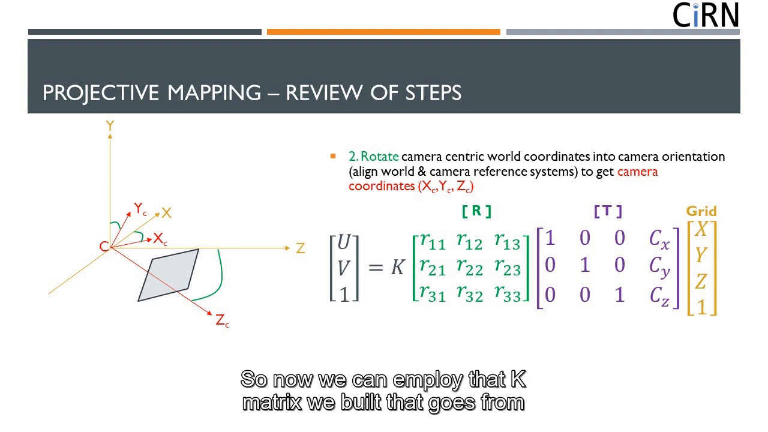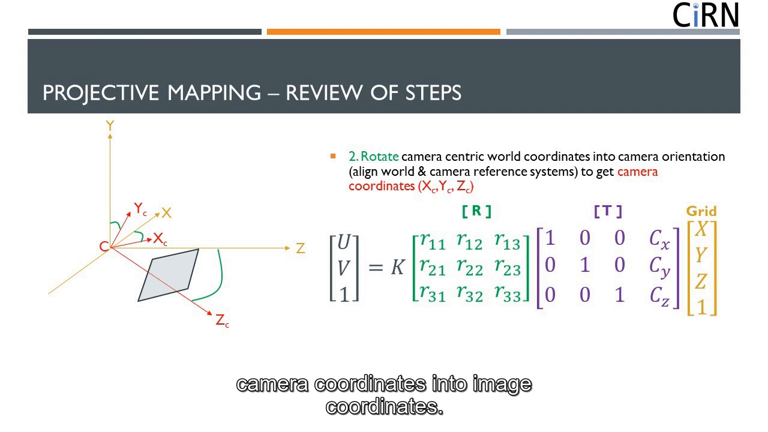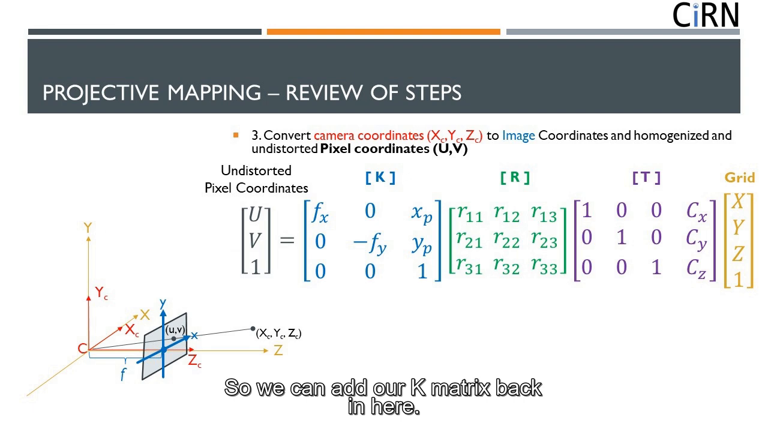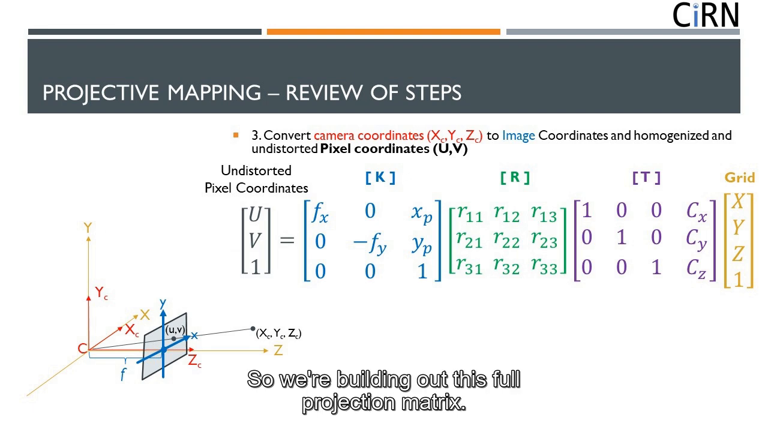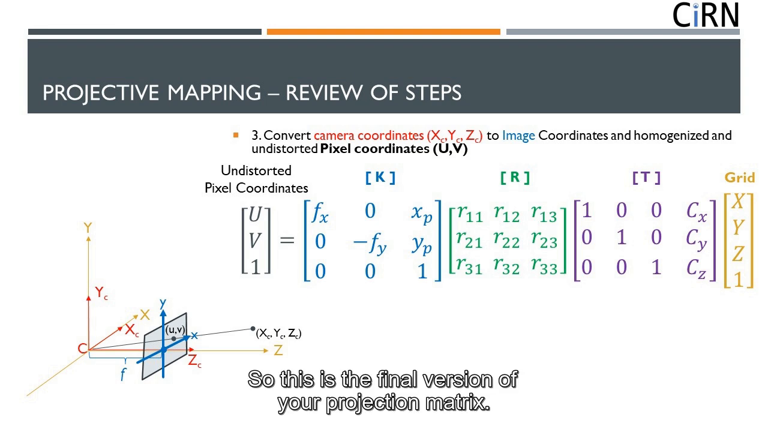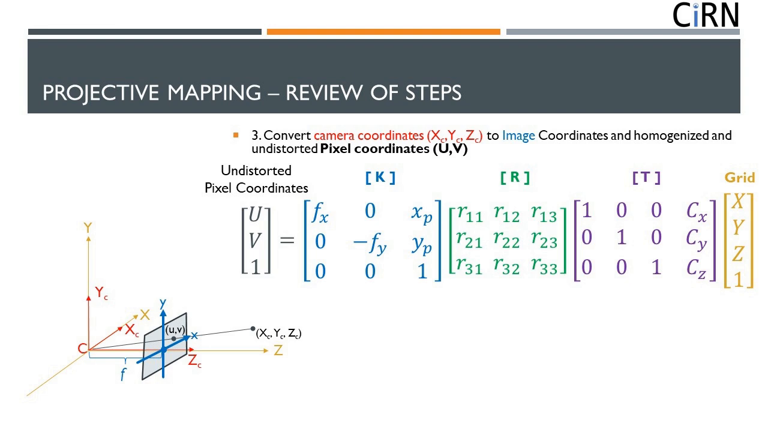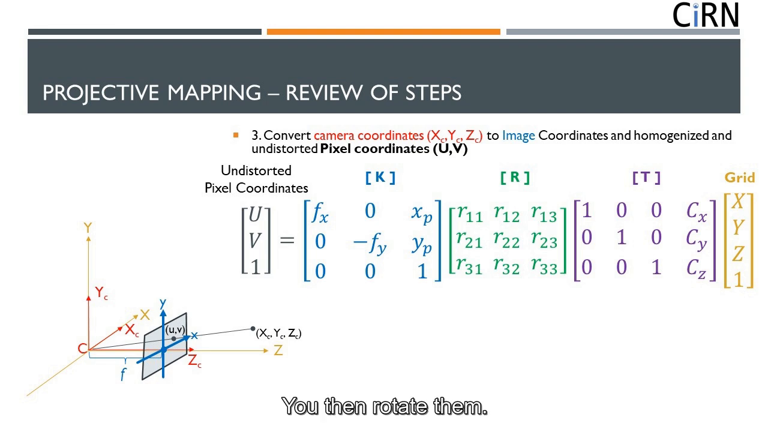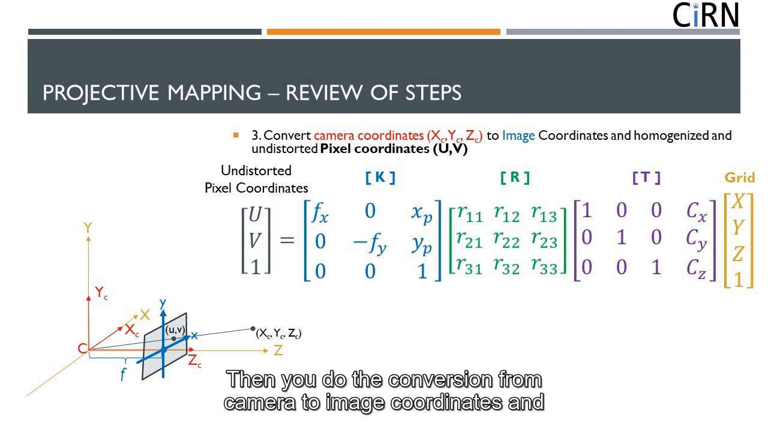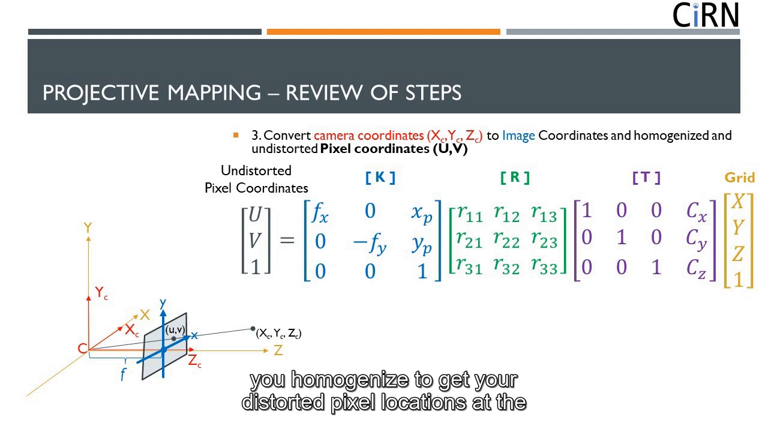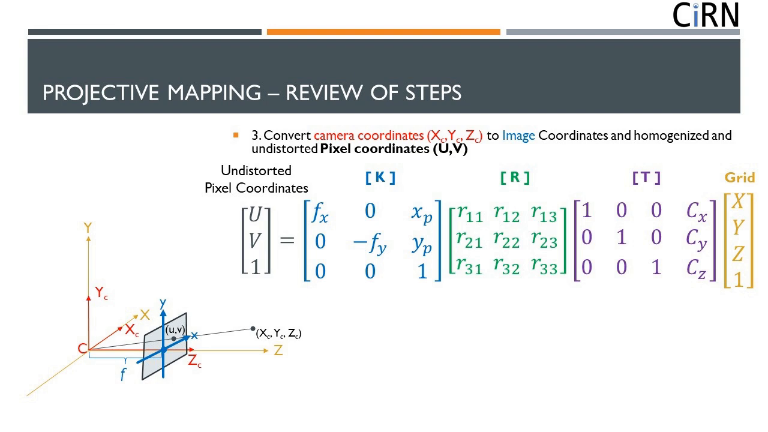So now we can employ that K matrix we built that goes from camera coordinates into image coordinates. So we can add our K matrix back in here. So we're building out this full projection matrix. So this is the final version of your projection matrix. You start with a vector of your gridded XYZ points. You then translate them through the first matrix multiplication. You then rotate them. Then you do the conversion from camera to image coordinates, and you homogenize to get your distorted pixel locations at the right scale.